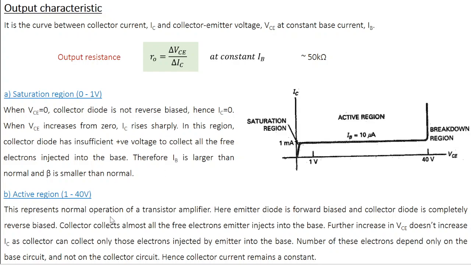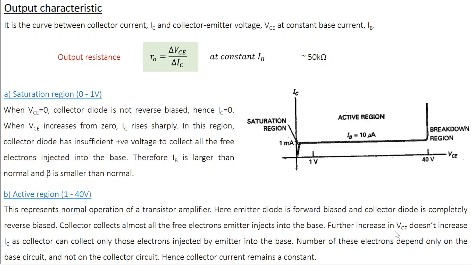This is the normal operation of a transistor amplifier, which ranges from 1 volt to 40 volt. So here the emitter diode is forward biased and the collector diode is completely reverse biased. So the collector is able to collect almost all the free electrons the emitter injects into the base. Now if you look at this region, you can notice that there is a considerable change in VCE, but IC remains almost a constant, right?